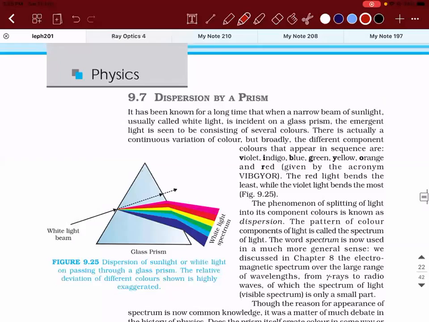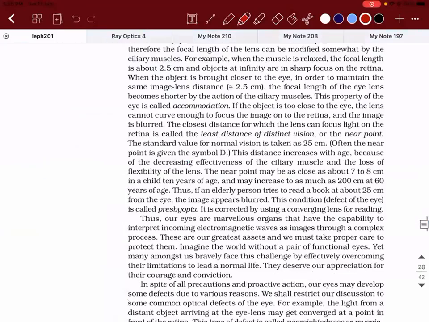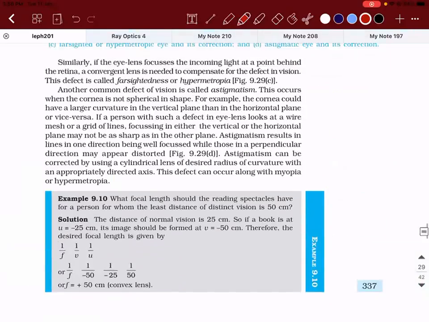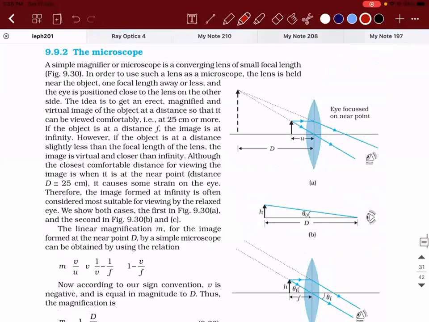So the next concept that we are supposed to discuss is refraction through prism. After that, this eye concept is not there. Then we will go to the optical instruments part.